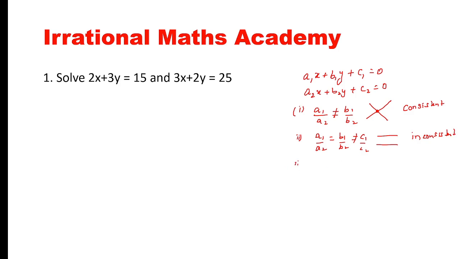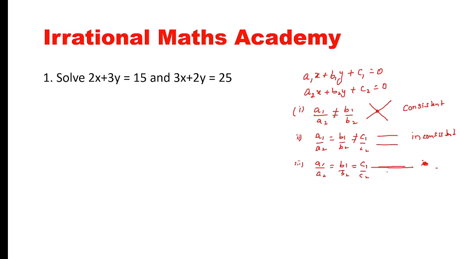And the third one is a1 by a2 equal to b1 by b2 equal to c1 by c2. If you draw the lines, the first line would be here, and over that another line is there. It is overlapping, what we call coincident lines, and we have infinite solutions.